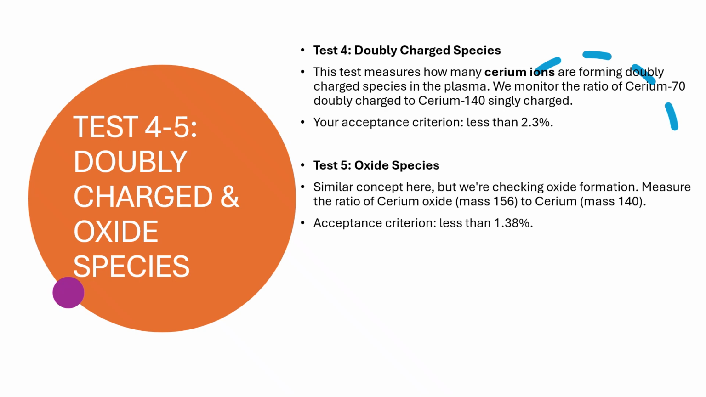High oxide levels indicate either poor nebulization or excess moisture in your plasma gas. This test ensures you're atomizing your sample properly, not just vaporizing them.